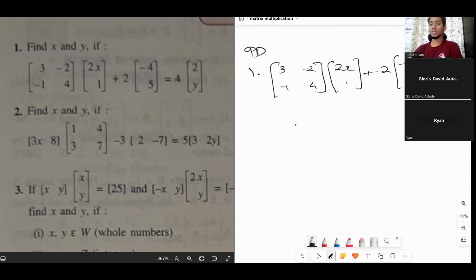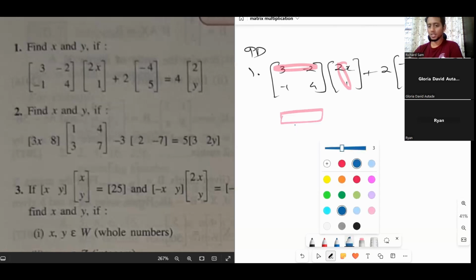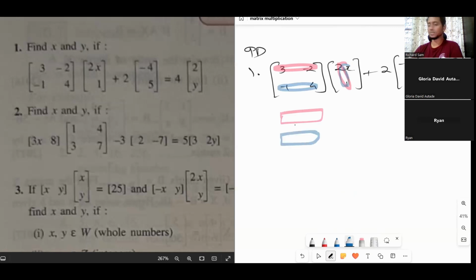Okay, how many of you are understanding the first one here? You're supposed to multiply first row into first column here. So you'll get one value. Then for the next value, you have to multiply second row into first column. You'll get second answer. So you'll get like this.